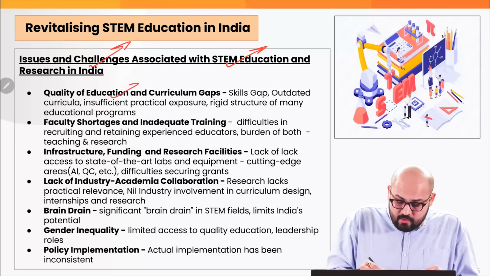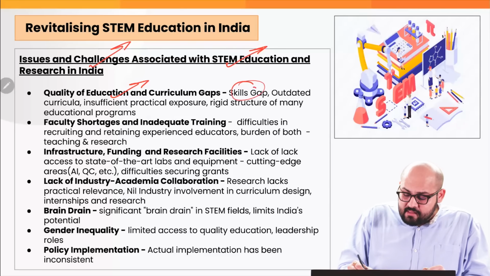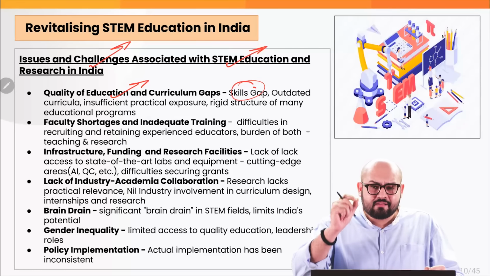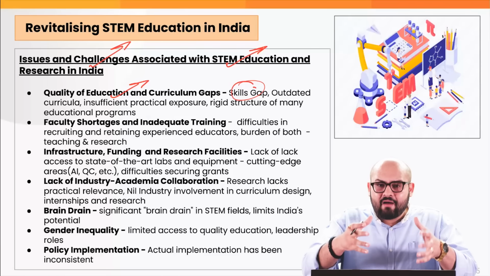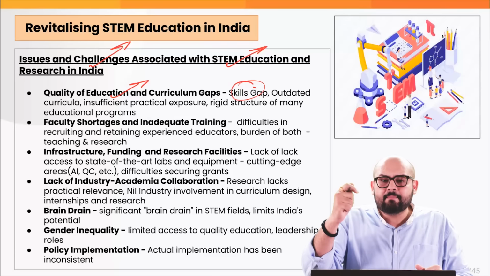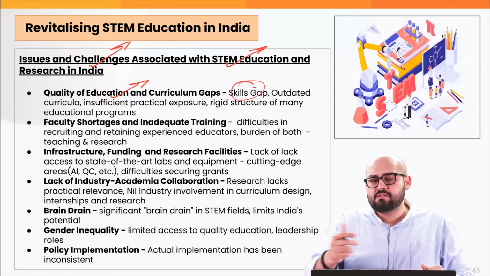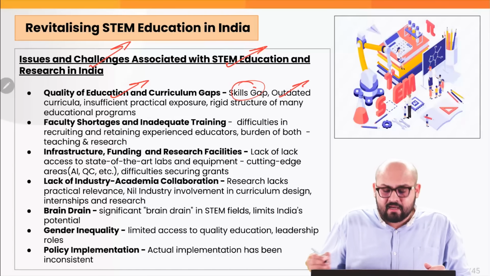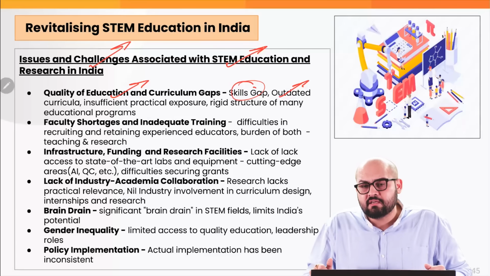The very first is the quality of education and curriculum gaps. What we have been saying is that there is a consistent issue of the skill gap. That is, you have the industry which demands a particular skill set, but that is not being provided by the educational institutes. Because what we see is that these educational institutes have outdated curricula. They are not focusing upon the recent advances in technology, right?